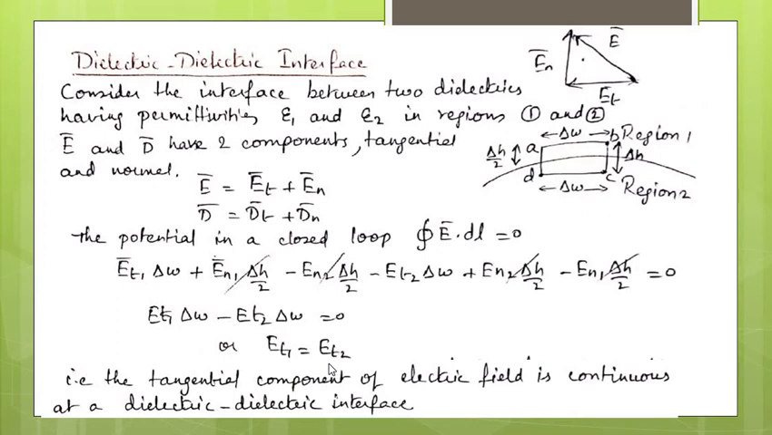So from this we can conclude that here Et1 is the tangential component of electric field in medium 1. Et2 is the tangential component of electric field in medium 2. So by solving this equation we got the tangential components as same in region 1 and region 2. So we can say that the tangential component of electric field is continuous at a dielectric interface.